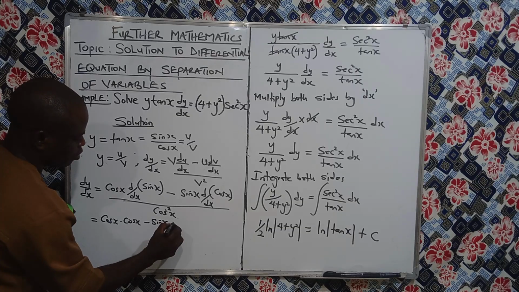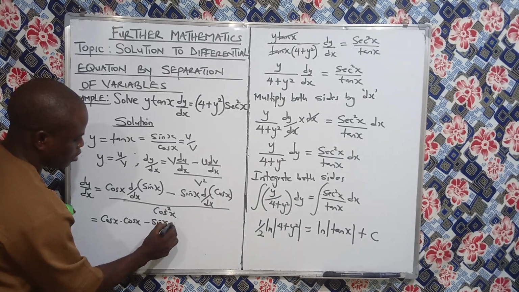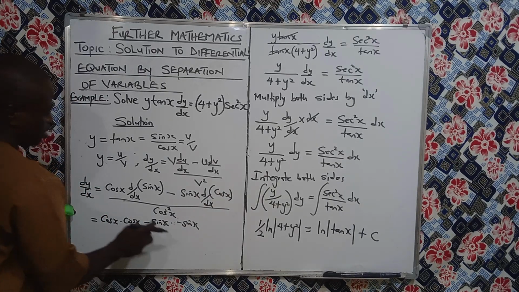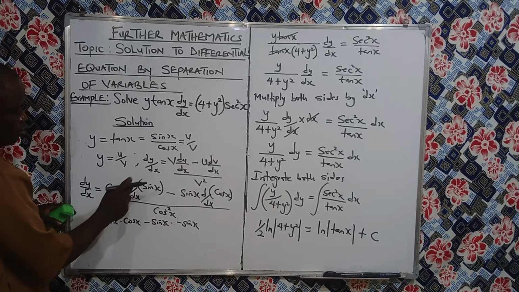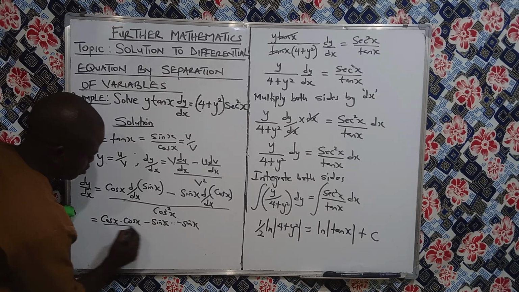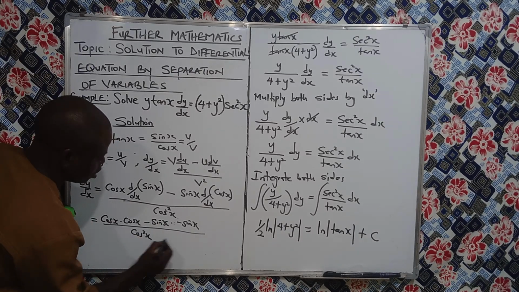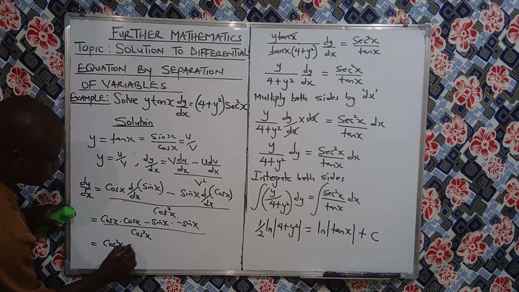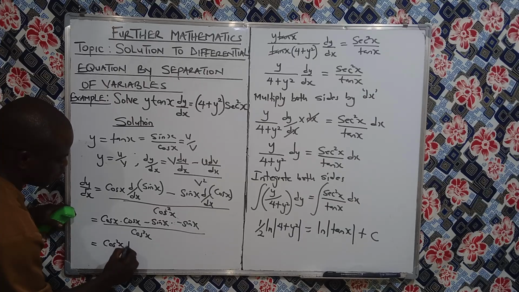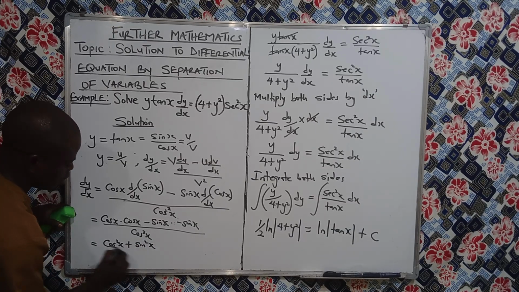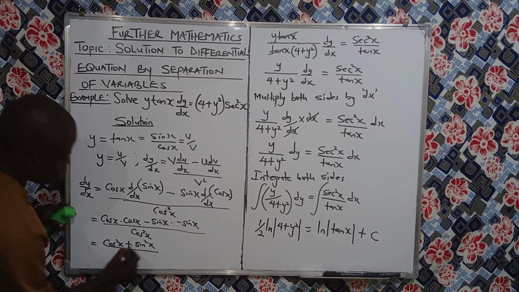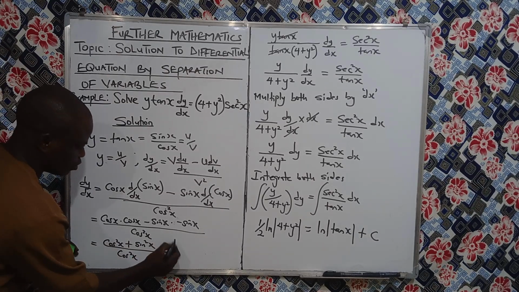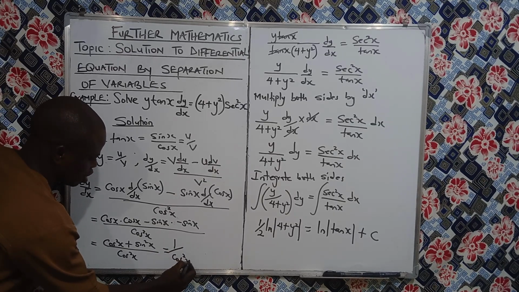When you differentiate cos, you're multiplying by minus sine x. Differentiation of cos will give you negative sine x, and differentiation of sine will give you cos, no negative, over cos squared x, which is cos x times cos x, that's cos squared x, minus sine x times minus sine x, that's plus sine squared x, over cos squared x. The standard is cos squared x plus sine squared x is 1, over cos squared x.